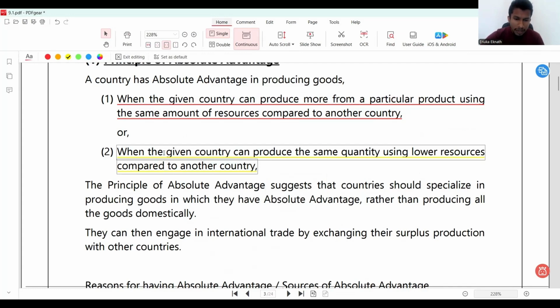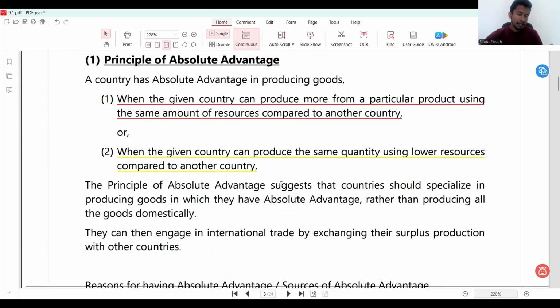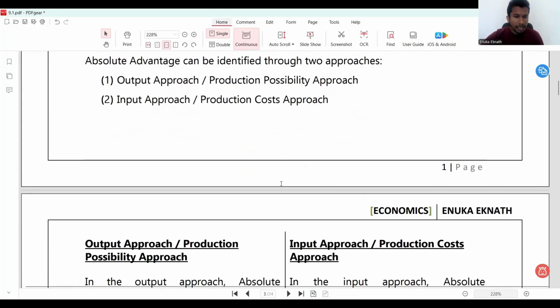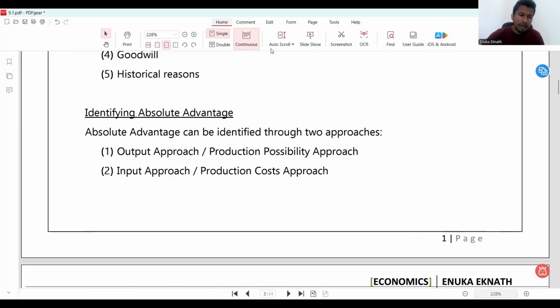You need to recognize the country that can produce the same quantity using a lower amount of resources compared to another country. That's it. That is the difference between the two. Identifying absolute advantage, you can identify this absolute advantage maybe based on output approach or maybe based on input approach. So the question you find in the 2011 MCQ paper is related to the output approach, but the 2012 question is related to the input approach.